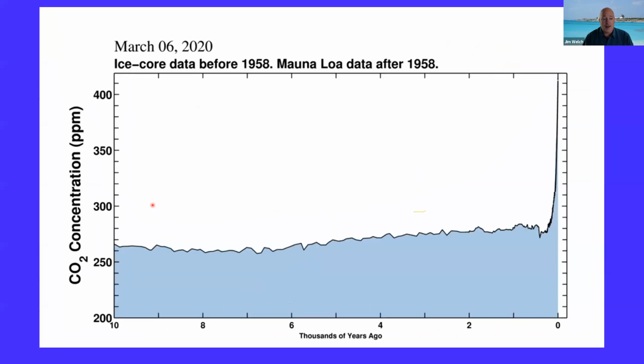If we go farther back, 10,000 years ago, the levels have been between about 260 and 280 for 10,000 years, which is essentially the time of human beings being on Earth. So human beings have never experienced CO2 levels this high, and that's a problem.